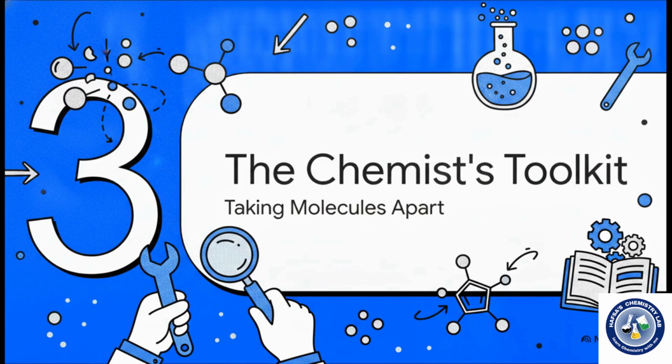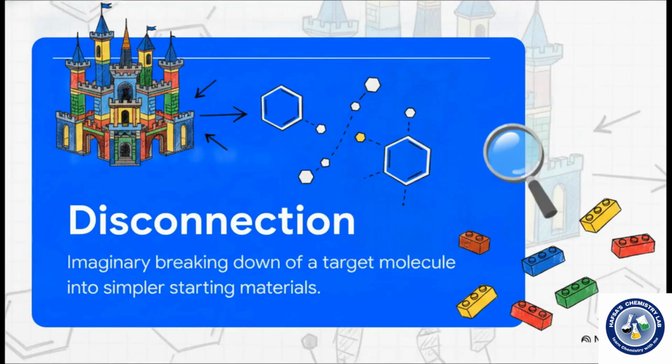Taking these molecules apart requires a highly specific vocabulary. Our first tool is the disconnection. This is the actual analytical process of that imaginary breaking down we just talked about. Think of your target molecule like a massive, incredibly complex Lego castle. A disconnection is just the mental exercise of pulling apart specific, strategic blocks to figure out how the whole thing was assembled in the first place.